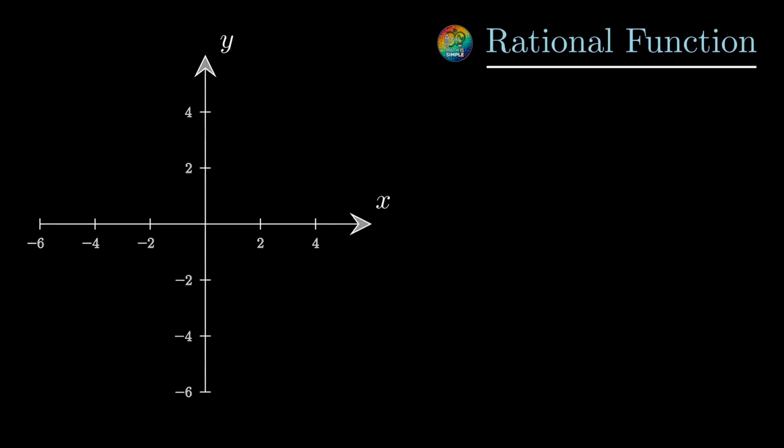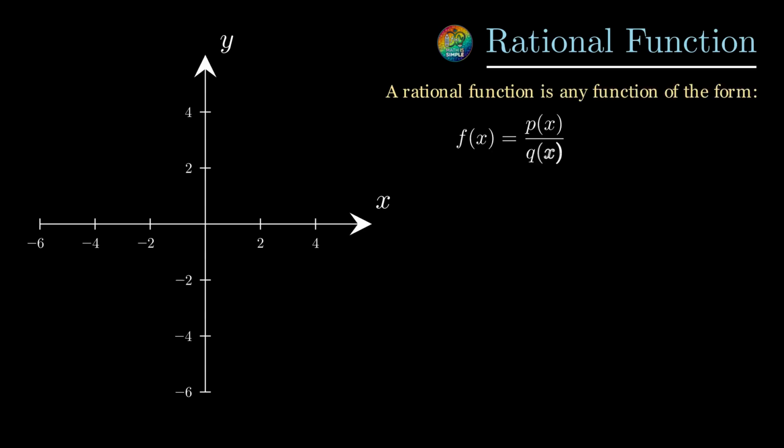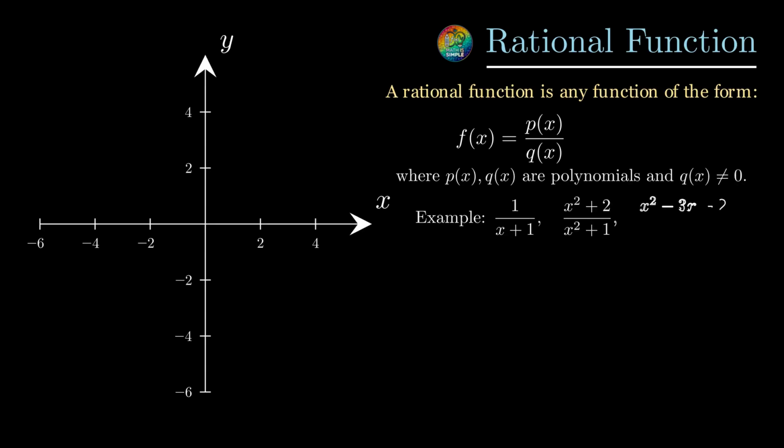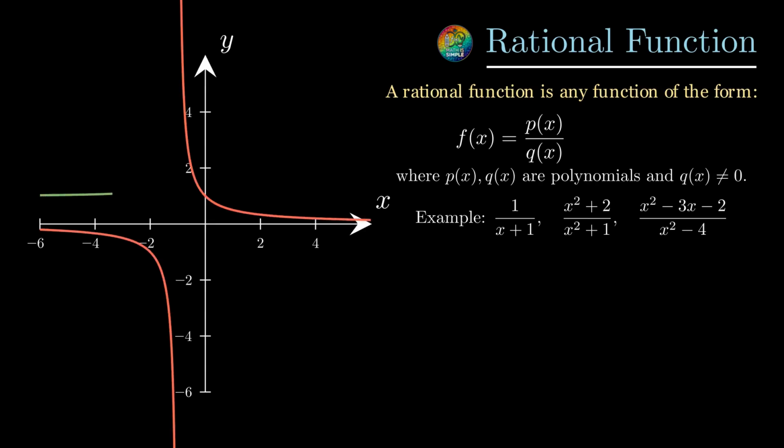Today we are going to explore rational functions. Simply put, a rational function is any function that can be written as a fraction, specifically a ratio of two polynomials, p of x over q of x, where the denominator polynomial cannot equal 0.